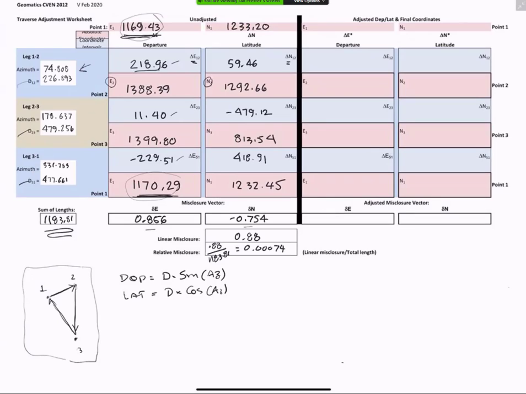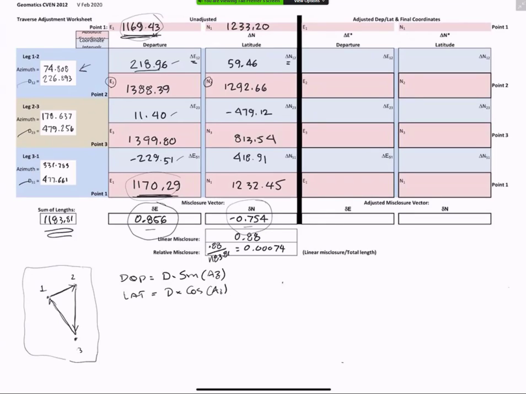Our misclosures mean that we have, in the course of going around the circuit, picked up an extra 0.856 in our east coordinates and lost 0.754 in the north coordinates. And in order to correct this traverse, or to eliminate this misclosure, we could simply subtract 0.856 from the east coordinates anywhere we please and add 0.754 back in anywhere we please into the north coordinates. A slightly more sensible thing to do, though, would be to divide the misclosures evenly among the three legs.